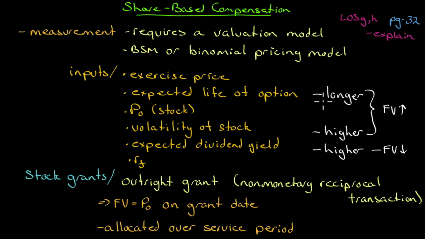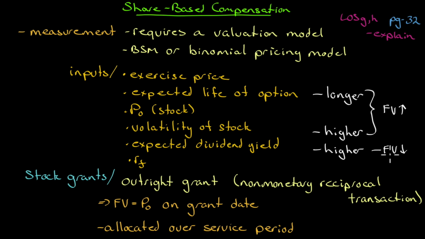The longer the life of the option and the higher the volatility of the stock, the higher the fair value will be, the higher the compensation expense. The higher the expected dividend yield, the lower the fair value will be. So there are some assumptions in the measurement model, and if you look at the disclosures that a company makes when it prices its options, it tells you what valuation method it used, and it tells you what assumptions it used. So that takes care of stock options.